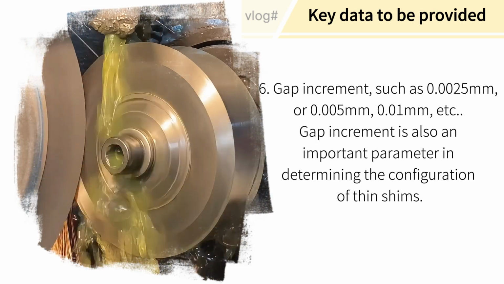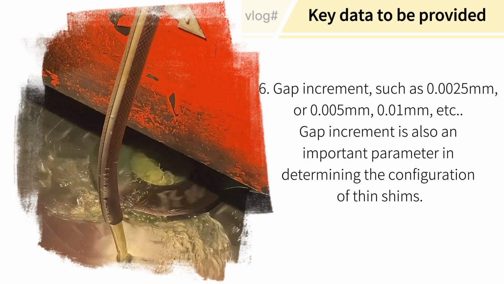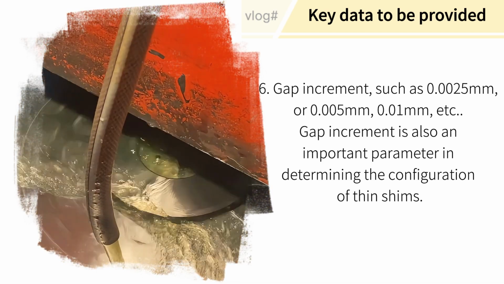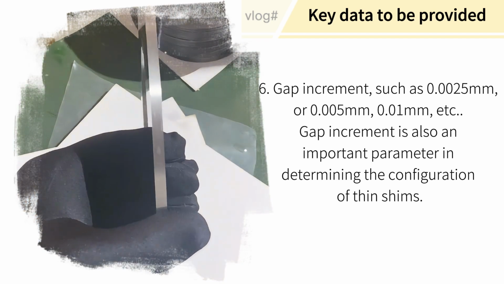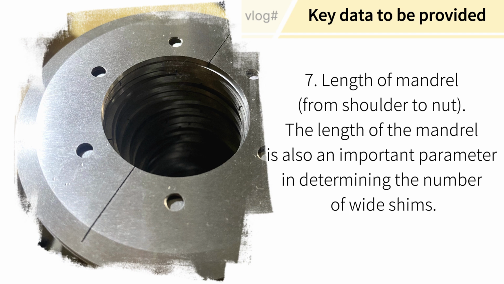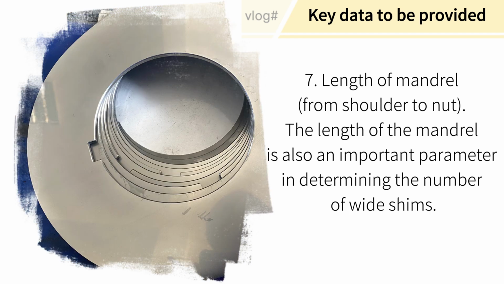6. Gap increment, such as 0.005 millimeters, 0.05 millimeters, 0.01 millimeters, etc. Gap increment is also an important parameter in determining the configuration of thin shims. 7. Length of mandrel from shoulder to nut. The length of the mandrel is also an important parameter in determining the number of wide shims.